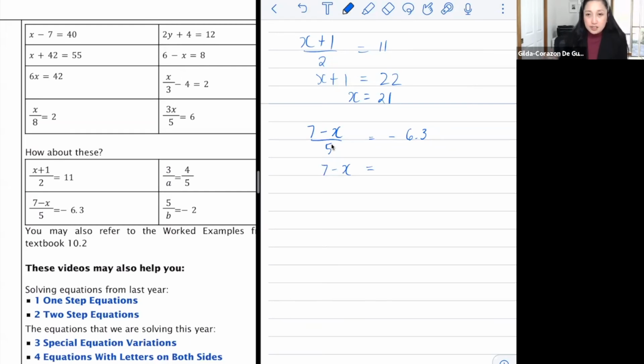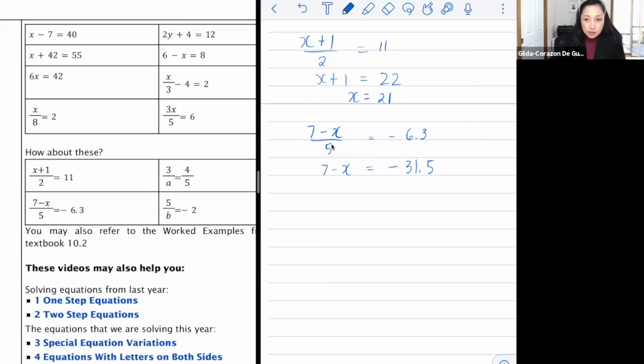You can say 6 times 5 is 30, and then 0.3 times 5 would give you what? Is that 1.5? And you add them together, you get, is that 16.5? Let's see, 6.3 times 5, you get 31.5, or you say it's negative 31.5. Yeah, and so now you've got 7 minus x gives you negative 31.5.